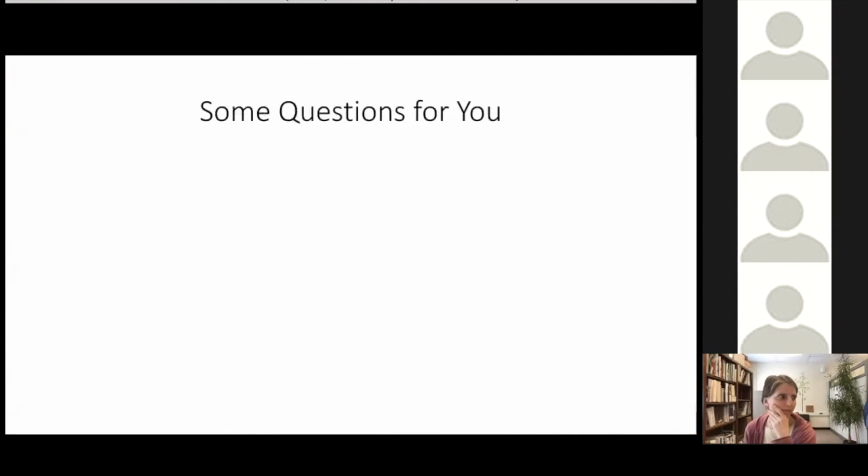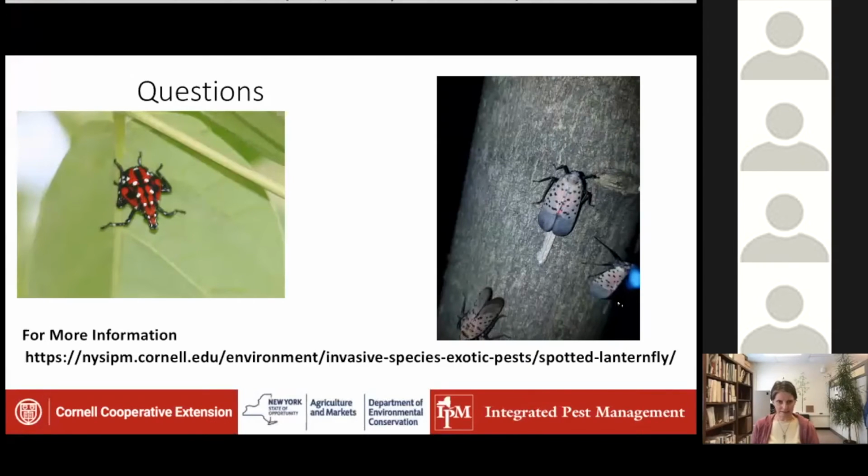So the quarantine that New York has placed is not on New York itself. It's on the other states that have infestations. So if you're growing Christmas trees in New York, you're not regulated under spotted lanternfly regulations. So in that case, there are no treatments that would be authorized or needed.